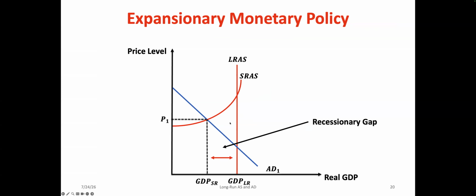How would the Fed close this recessionary gap? Well, they want to increase GDP. So what are they going to do? Right? So we'll come back here. So we just said the fiscal policy, we want to increase aggregate demand. That's going to be the goal of the Fed as well. So how can they do that?